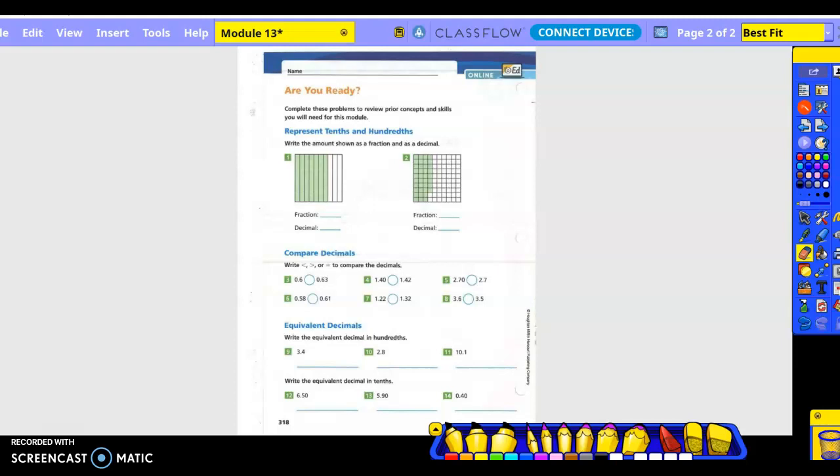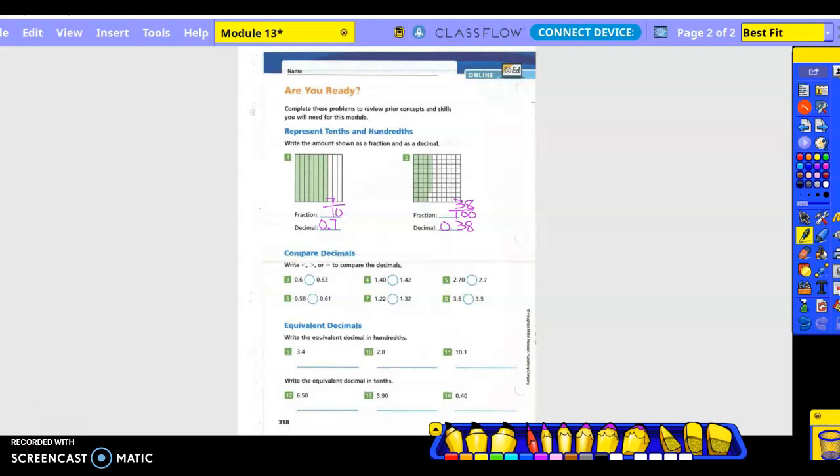So 7. So 7 over 10. And then as a decimal, I'd write that as 0.7. Okay, next one, how many total pieces do I have? 100, right? So that's my denominator. How many are colored in? 38, and then I write that as 0.38.